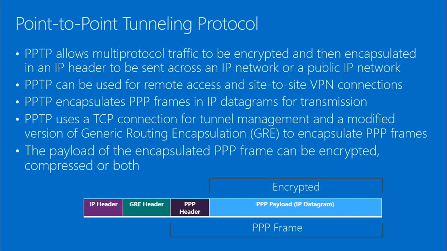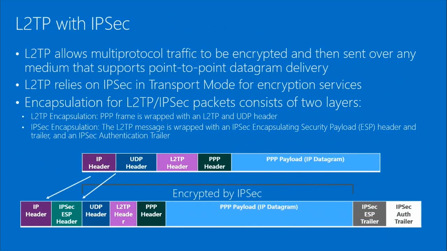And then in the graphic, we see an example of what the frame might look like. So the IP header, the GRE header, and then the PPP frame. Again, if it's actually encrypted, it's encrypted using an additional protocol. That's the benefit of L2TP with IPSec, is it includes data encryption and encapsulation. So again, it allows multi-protocol traffic to be encrypted and then sent over any medium that supports point-to-point datagram delivery.